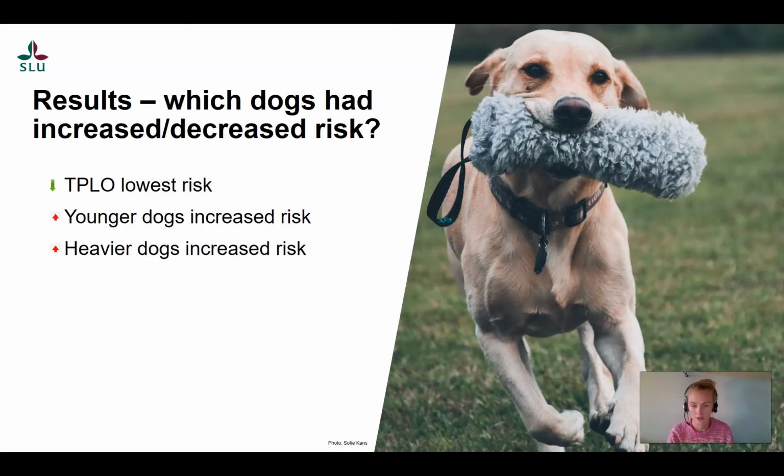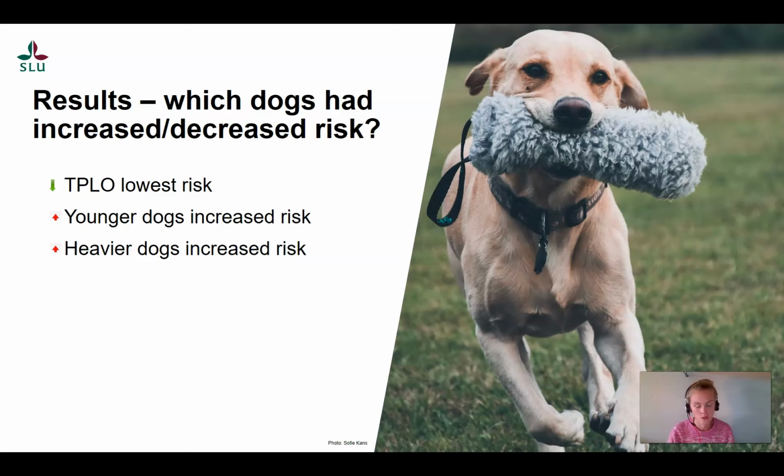And in heavier dogs, there's a higher mechanical load on the knee joint, but it can also be hard to restrict the activity in the postoperative period in a heavy dog because it's not as easy to carry a heavy dog upstairs, for example, compared to a small dog, which could explain this increased risk.